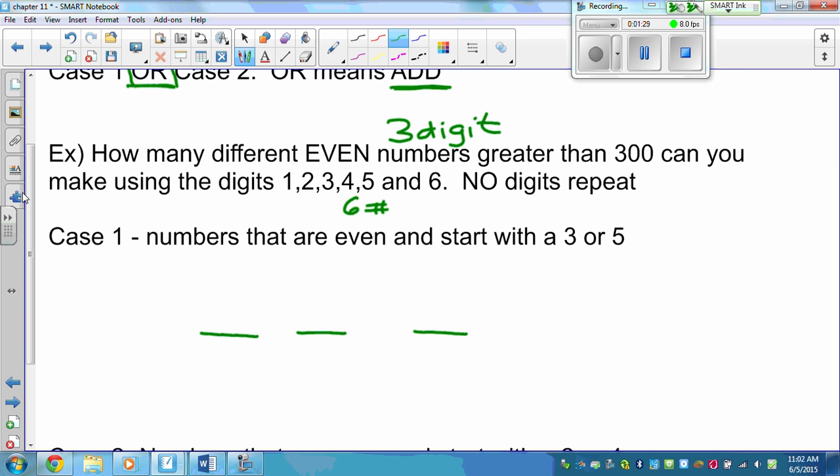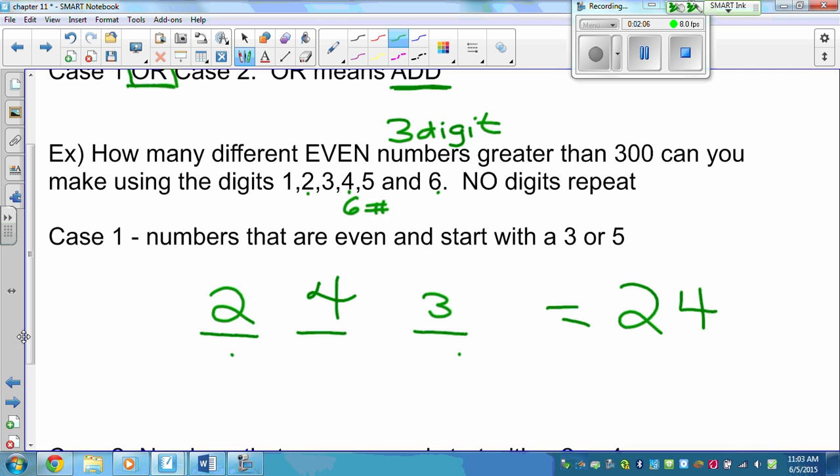Okay, so it's even. So in this very last spot, all the even numbers, there's 3 choices. It could be 2, 4, or 6. Okay, it must start with a 3 or a 5, so there's 2 choices to go here. Again, it has to start with a 3 or 5 to be more than 300. Okay, so there's 6 numbers. I've already placed 2 of those numbers. There is 4 numbers left. Okay, so 2 times 4 is 8, times 3 is 24.